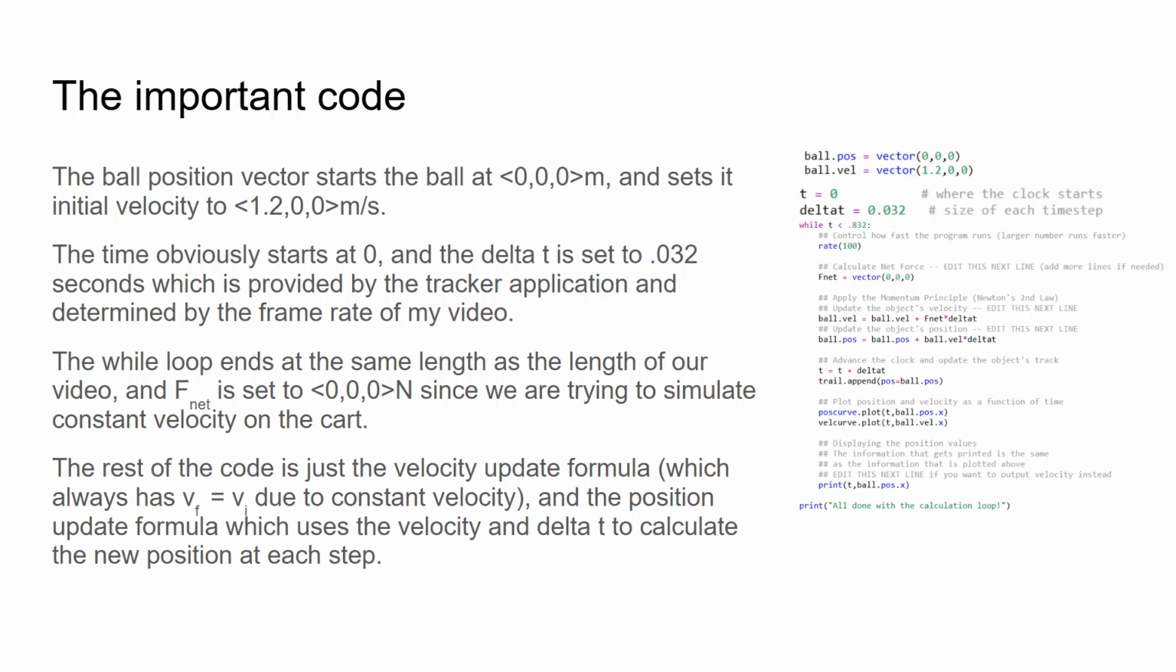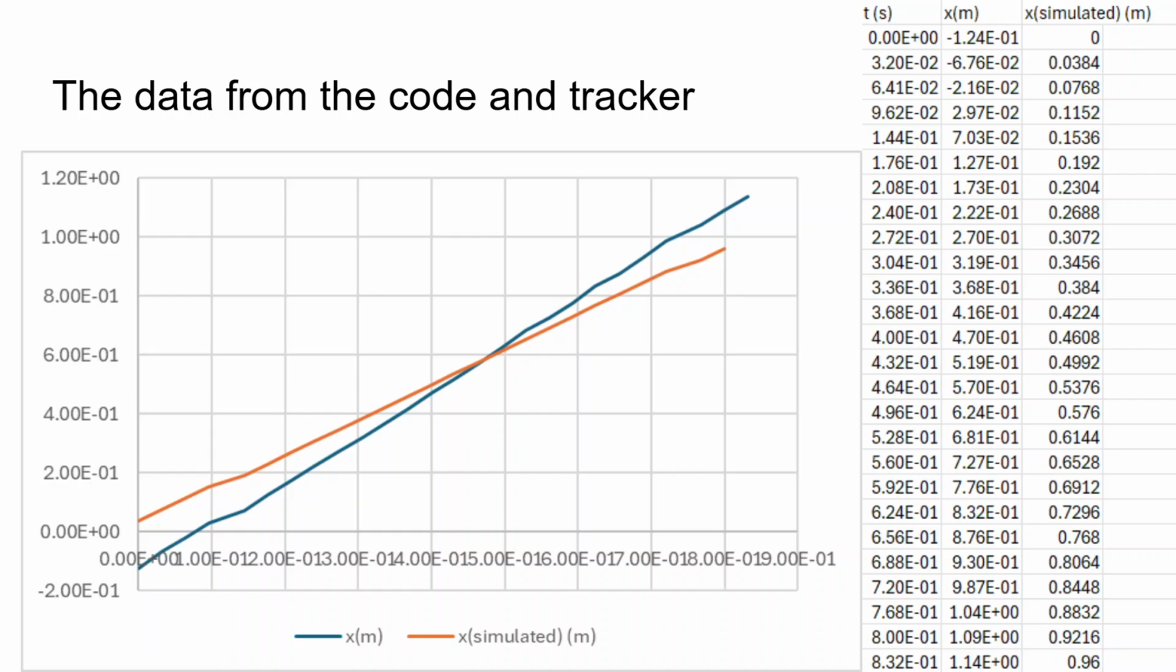The rest of the code is just the velocity update formula, which is always just Vf equals Vi due to constant velocity, and the position update formula, which uses the velocity and delta t to calculate a new position at each step. Here's the data from the code and the tracker.